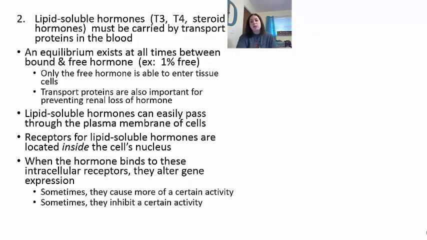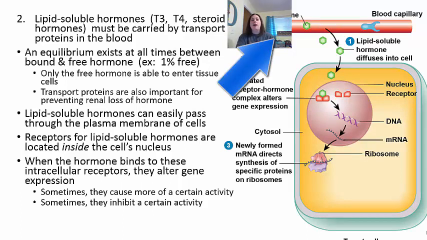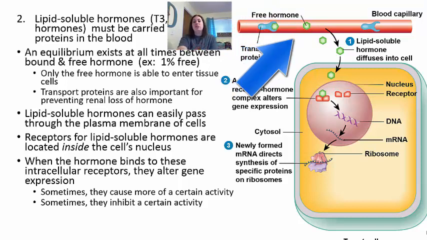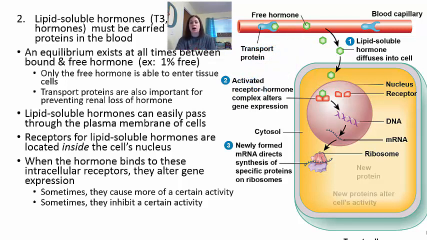And so just like in the picture you saw for the water soluble, you're going to see the lipid soluble here. You can see the transport kind versus the free. The free can gain access straight into the cell, goes into the nucleus, and that's where it's going to do its job. It does result though in new proteins being made, okay, whether it's going to increase transcription or decrease transcription translation.